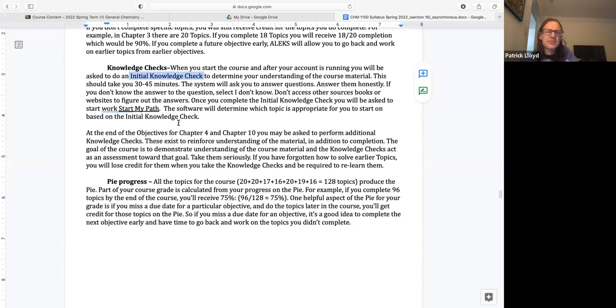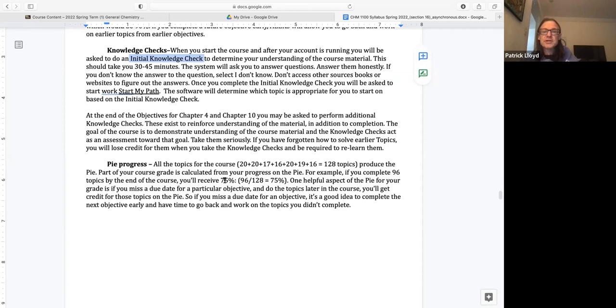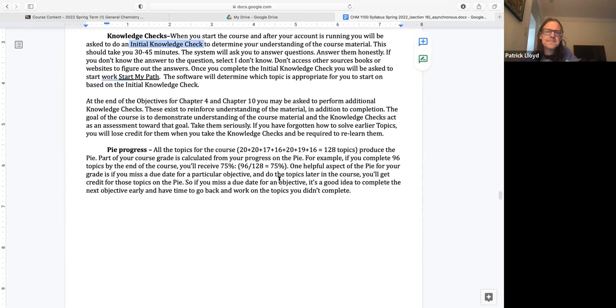And then again, there's more details here. There's something called your pi progress. All those topics together add up to 128 topics, and that's essentially what we call your pi. Your goal is to finish all 128 different types of problems by the end of the semester. Part of your homework grade is the pi. So if at the end you got 96 topics done out of 128, you get 75% for that.